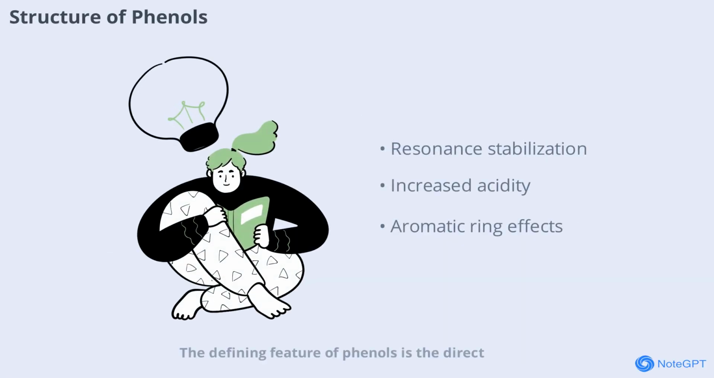The defining feature of phenols is the direct attachment of a hydroxyl group to a benzene ring. This arrangement allows for resonance stabilization, which increases the acidity of phenols compared to alcohols. The aromatic ring also affects the types of reactions phenols can undergo, such as electrophilic substitution. Understanding the structure of phenols is essential for predicting their behavior in chemical reactions and their role in various industries.